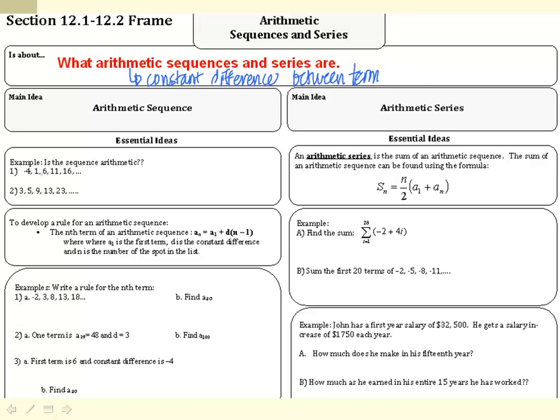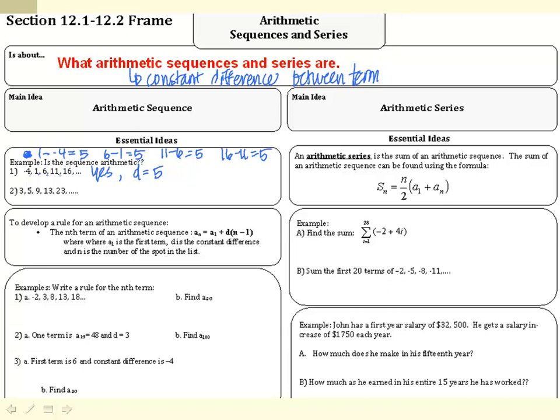So I take the second term minus the first term. So let me do it this way. 1 minus negative 4. That really means 1 plus 4, so I get 5. I want to check the next one. 6 minus 1, do I get 5? Yes. Let's keep going. 11 minus 6, do I get 5? Yes. 16 minus 11, do I get 5? Yes. This then is what we call arithmetic, and we say our difference is 5 each time. And if you look, negative 4 plus 5 gets me 1. 1 plus 5 gets me 6. 6 plus 5 gets me 11. And that's kind of what we're looking for.